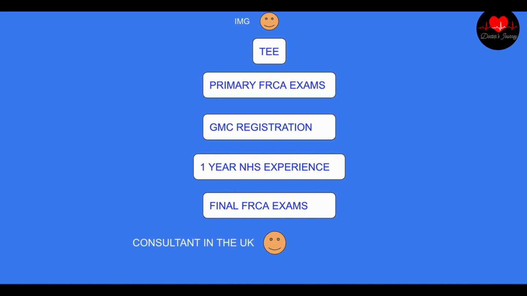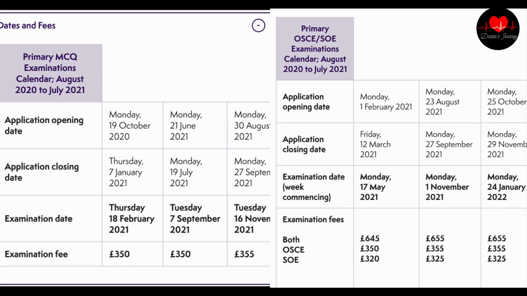I've explained everything except for the fee details and how many times these theory exams or practical exams will happen here in the UK. I'm going to show the slides where it says how much the fee will be for the theory exam or OSCE or SOE exam. So you can watch the slide where it shows how much the cost will be. Around £350 for the theory exam, and for the OSCE exam this much.